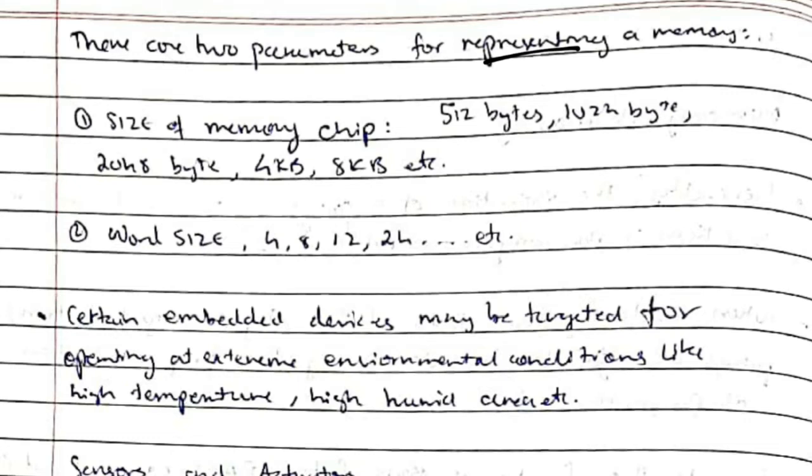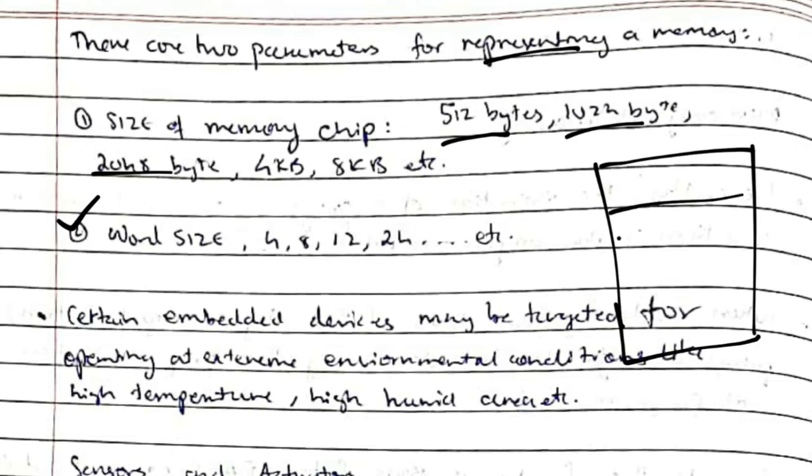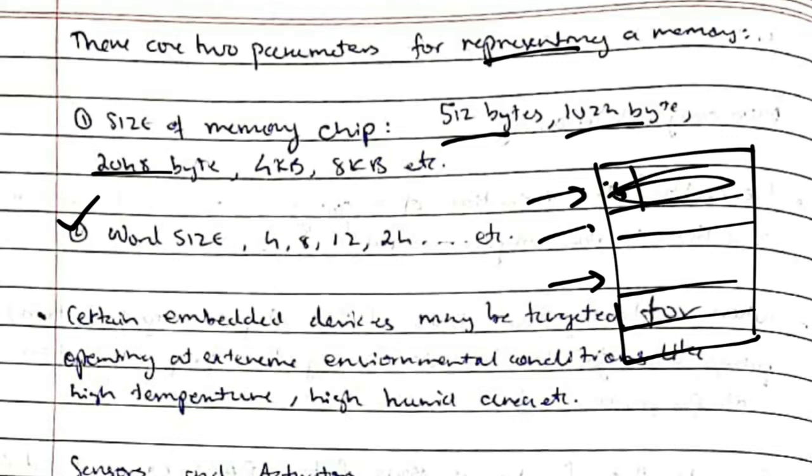First one is in the form of bytes: 512, 1024, 2048, and each byte is divided into word size. Okay, so if this is an address of the memory, it's divided into many parts here. Each is called a word, and in each word you can have either 4 bytes, or 8 bytes, or 64 bytes, and so on. Okay, so word size is nothing but how many bytes are there in each row, and the size of the memory chip is the whole size.